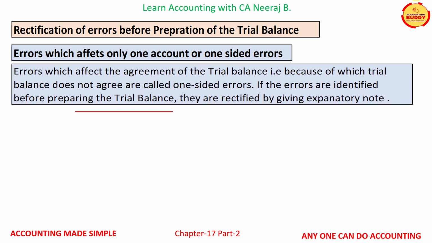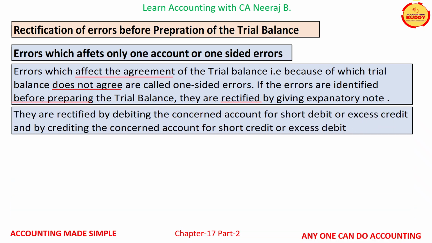Errors which affect the agreement of the trial balance, that is, because of which the trial balance does not agree, are called one-sided errors. If the errors are identified before preparing the trial balance, they are rectified by giving explanatory note. They are rectified by debiting the concerned account for short debit or excess credit and by crediting the concerned account for short credit or excess debit.